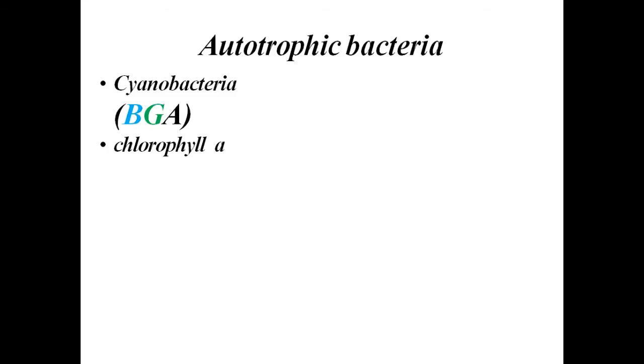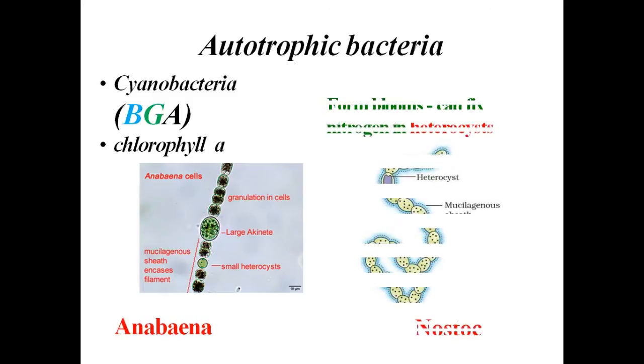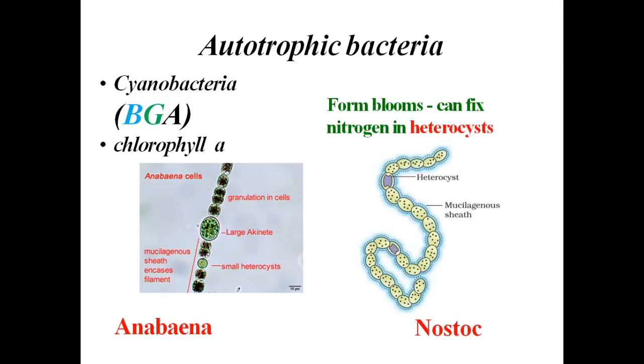It is also called blue-green algae. It has chlorophyll a, similar to green plants, and they are photosynthetic autotrophs. The cyanobacteria are unicellular, colonial, and filamentous. The colonies are generally surrounded by a gelatinous sheath. These organisms can fix atmospheric nitrogen in specialized cells called heterocysts. Examples are Nostoc and Anabaena.